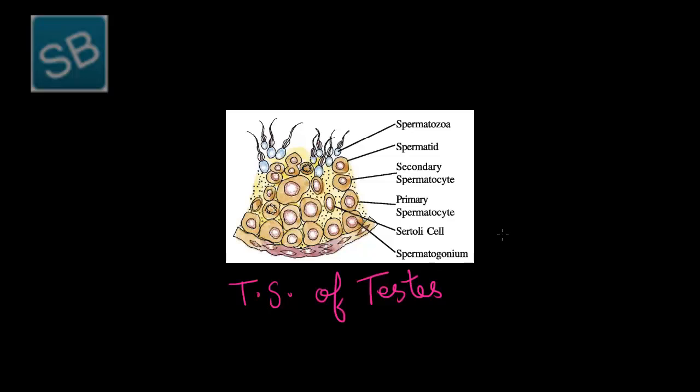This figure depicts the transverse section of the male reproductive organ, that is the testes, where all the types of cells, whether germinal cells, Sertoli cells, spermatocytes, spermatozoa or spermatids, occur.